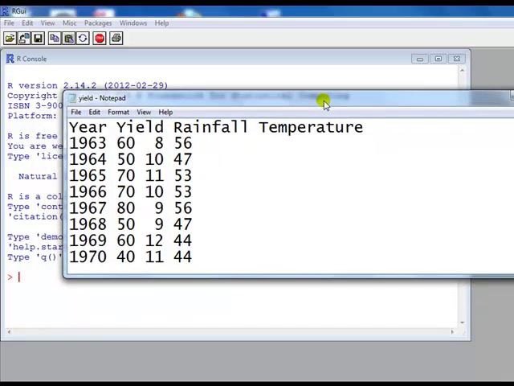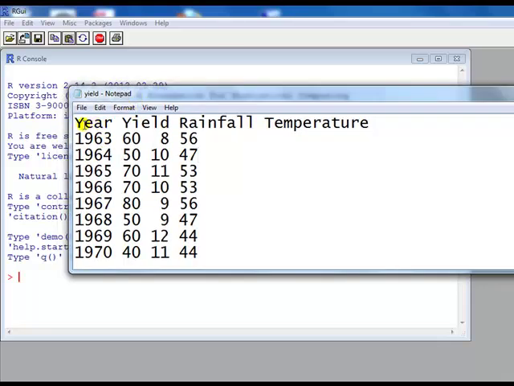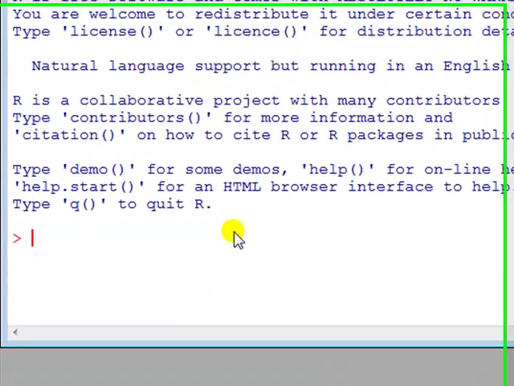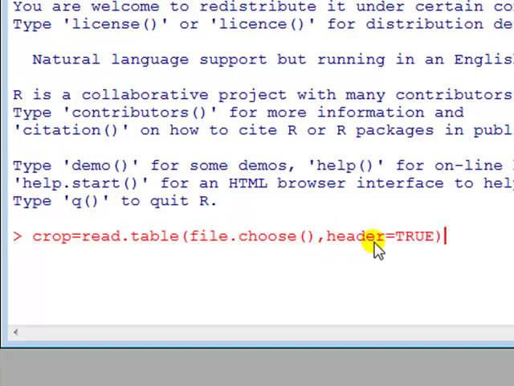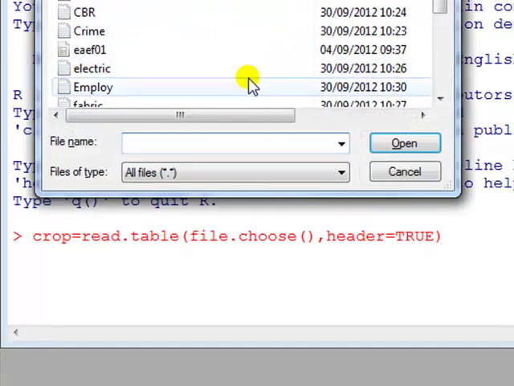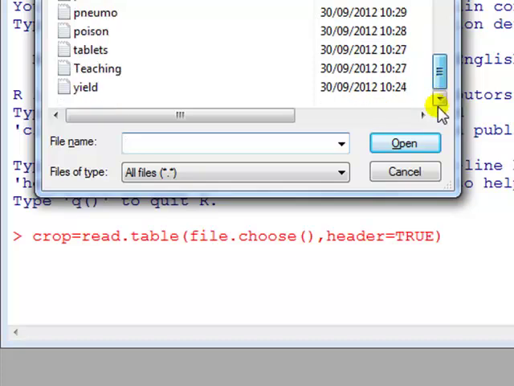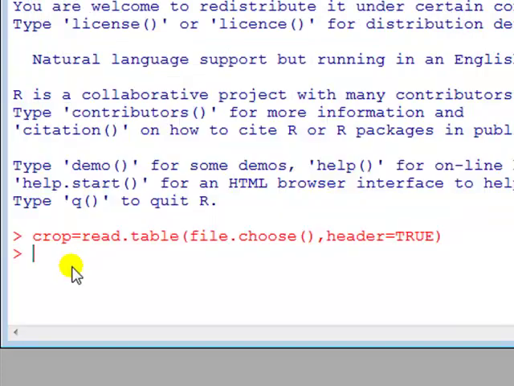Here we've got agricultural data, time series over 8 years: yield in bushels per acre, rainfall in inches over the period, and temperature in Fahrenheit. In Notepad I've opened up the data, and we see that it has headers, meaning labels above each of the columns. They're not properly aligned, so when I load my data, I use the command read.table with header=TRUE to tell R that there's a header in the first row. Since I use the file.choose command, I can select the data.